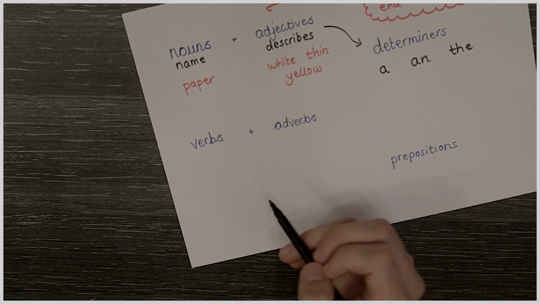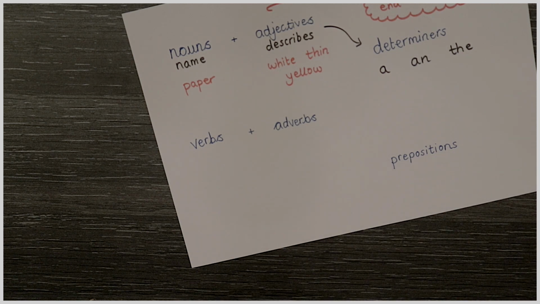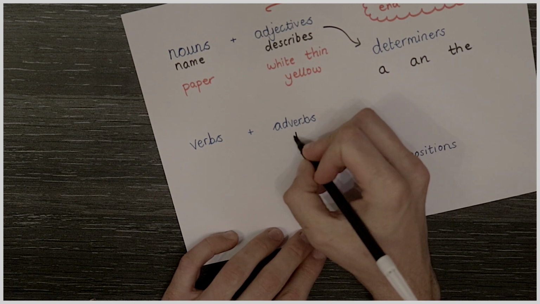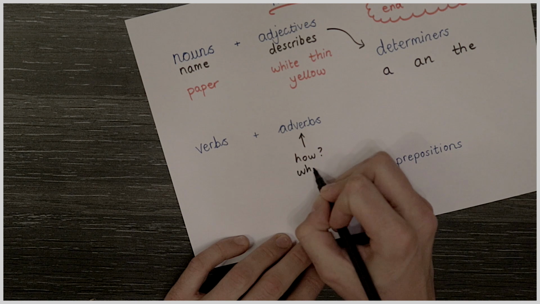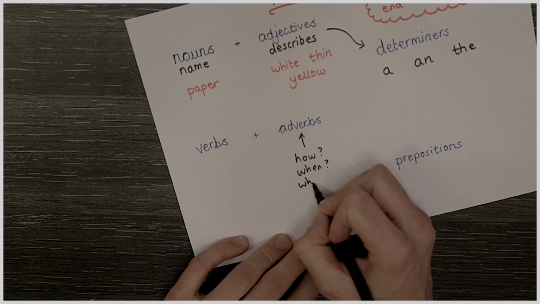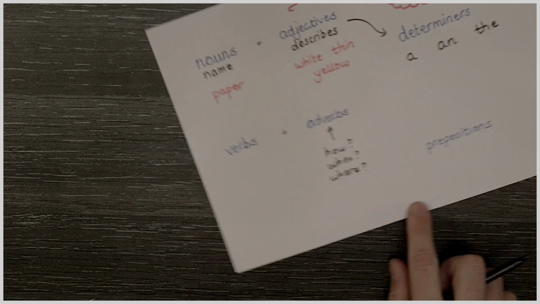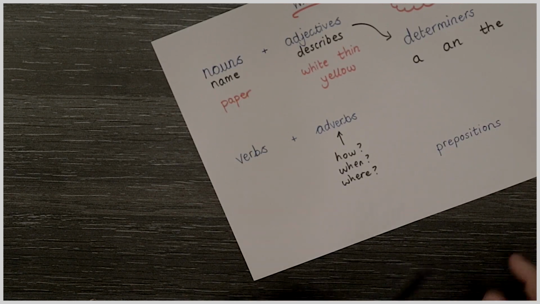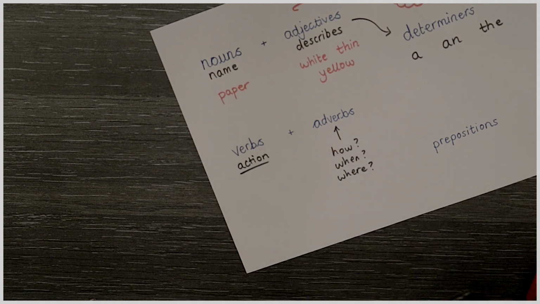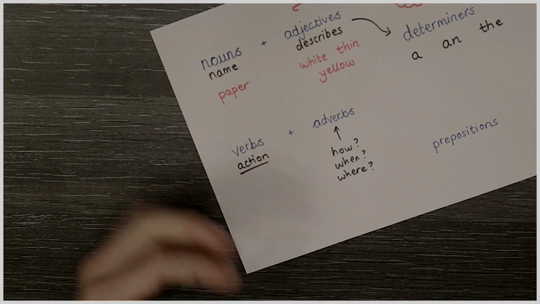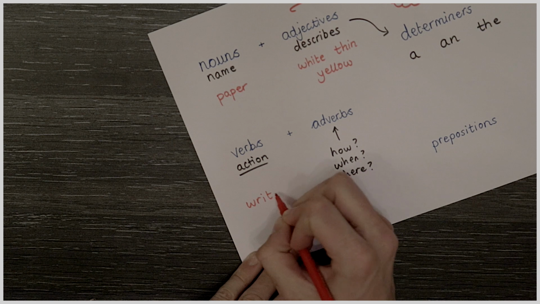So let's just say that we've got white paper, the white paper, and then in the other corner we've got verbs and adverbs. So what is somebody doing and how are they doing it? It's not necessarily how. You could say how, you could say when, and you can also say where. Now, we've been over this as well, and we should be able to remember this. So a verb is an action or a doing word, something that we do. Let's use what I'm doing now. I'm writing. So a verb could be write.